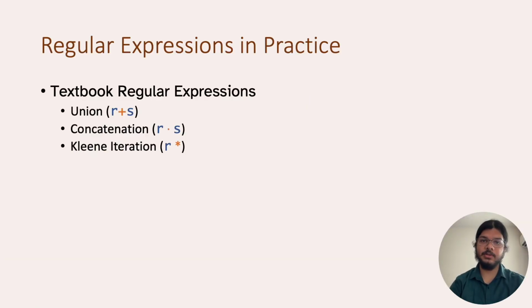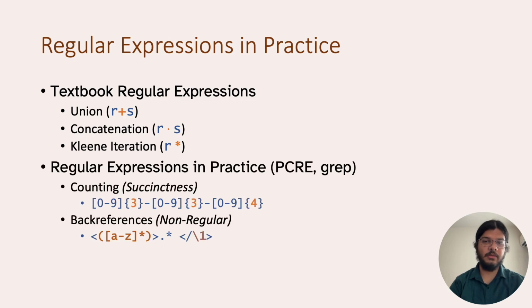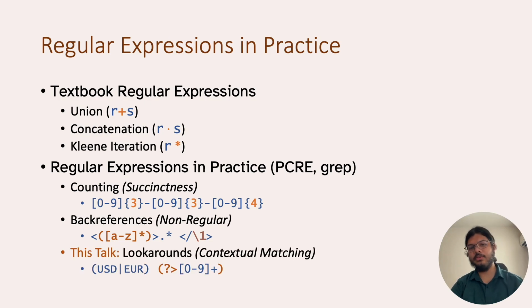Textbook regular expressions consist of union, concatenation and Kleene iteration. However, in practice with tools such as PCRE or grep, there are a number of additional features available to the user. Examples include counting, which would make the regular expression more succinct, or back references, which might add some form of non-regularity. Today we are going to talk about lookarounds, which provide a way to do contextual matching.